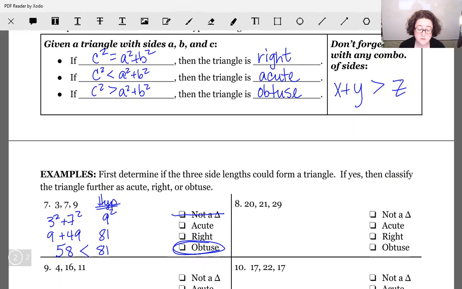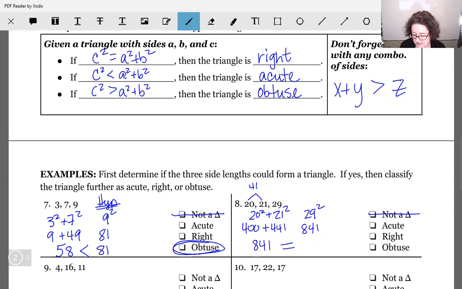Well, first off, do they make a triangle? So 20 plus 21 gives us 41, definitely bigger than 29. I know it's a triangle, so that's not even an option. Okay, let's test it out. So 20 squared plus 21 squared, we need to compare that to 29 squared. Well, 20 squared is 400. 21 squared gives me 441. And 29 squared gives me 841. So if I add together my 400 and 441, that gives me 841. Hey, wait a second, that is exactly equal to 841. So that means that one works with the Pythagorean theorem. That is a right triangle.